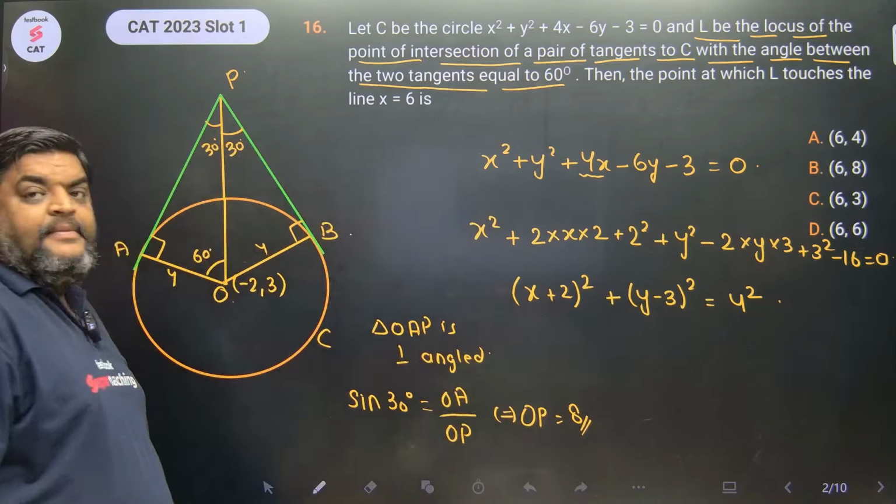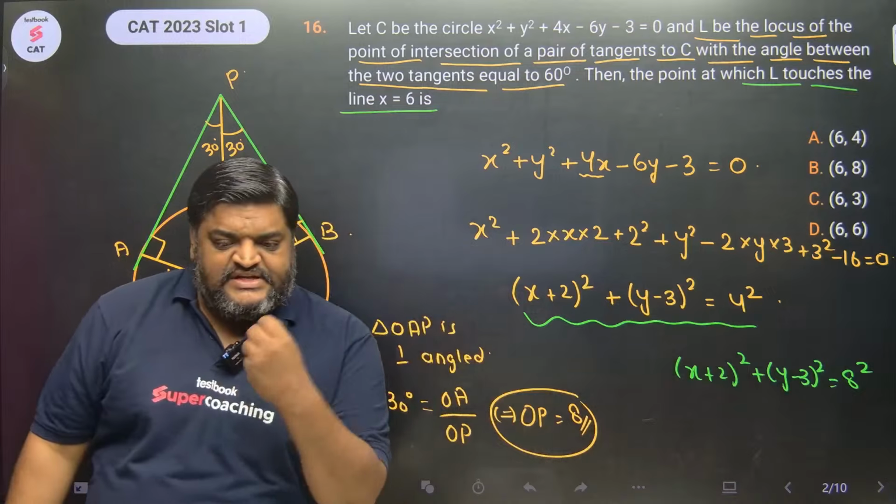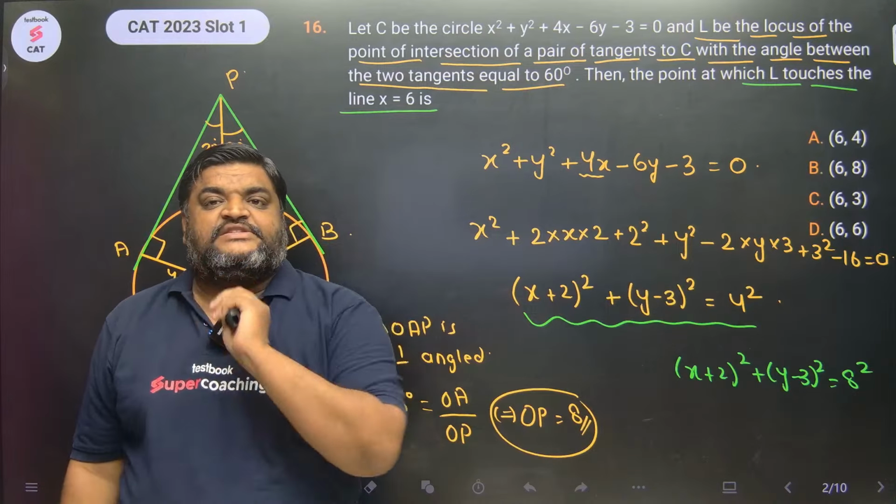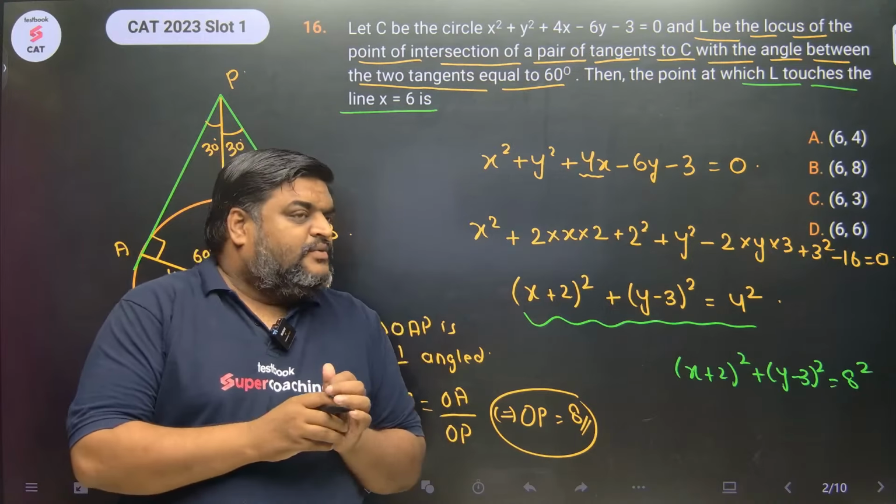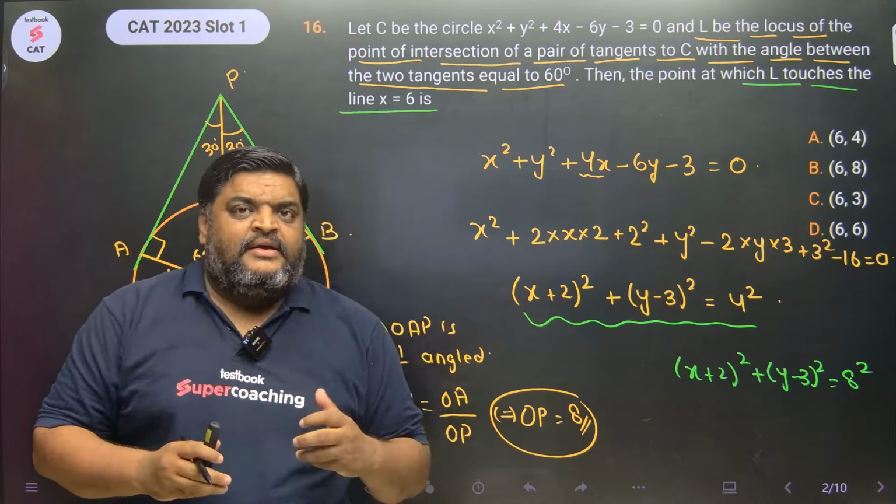Now this circle touches the line x is equal to 6. So what is the value of y? Put x is equal to 6 over here. We have to find the point of intersection, right? So put x is equal to 6 and check out the value of y.